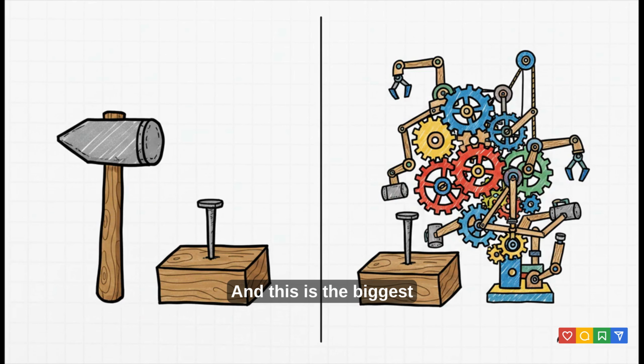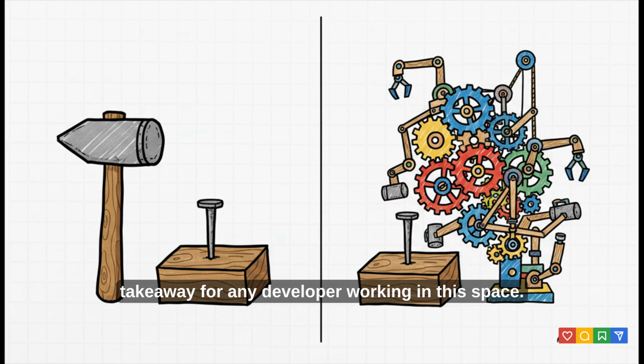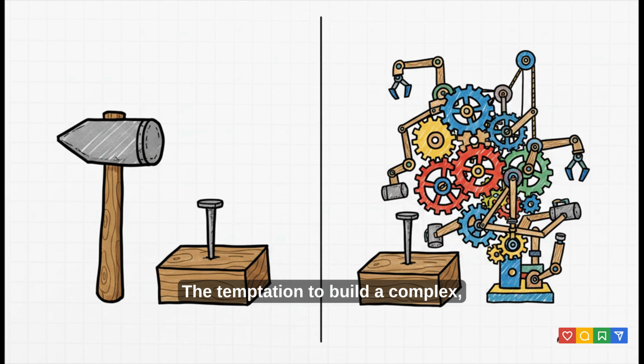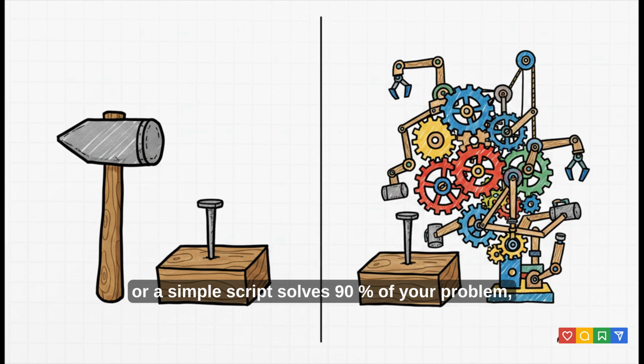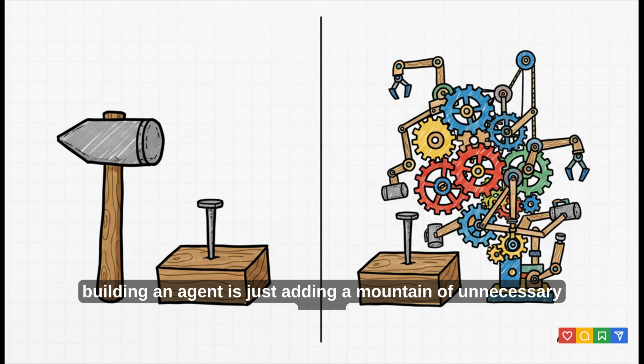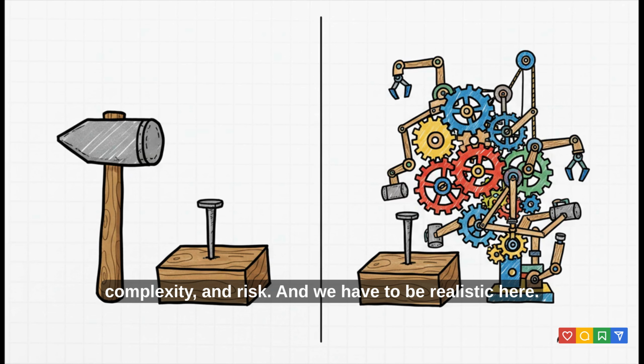And this is the biggest takeaway for any developer working in this space. The temptation to build a complex, multi-agent system for every problem is real. But if a good prompt or a simple script solves 90% of your problem, building an agent is just adding a mountain of unnecessary cost, complexity, and risk.